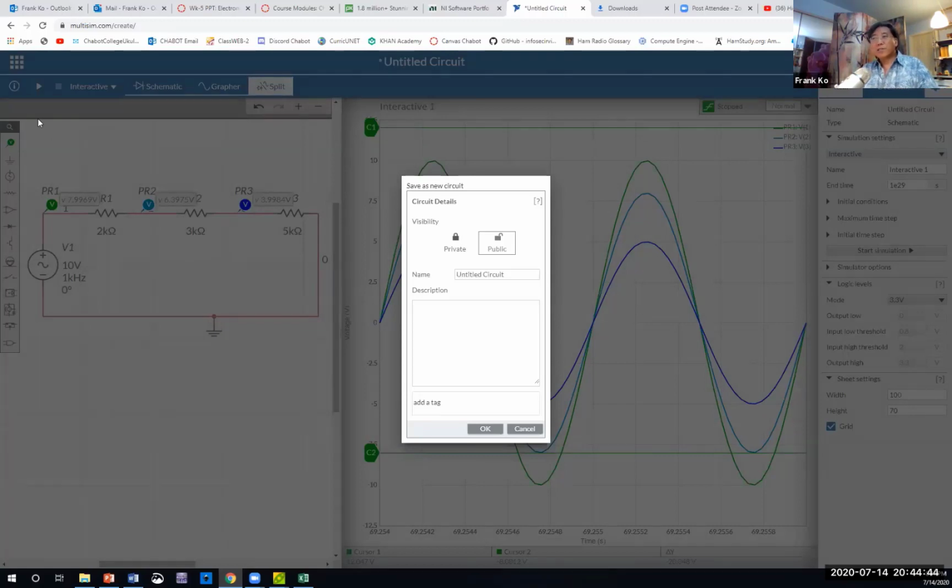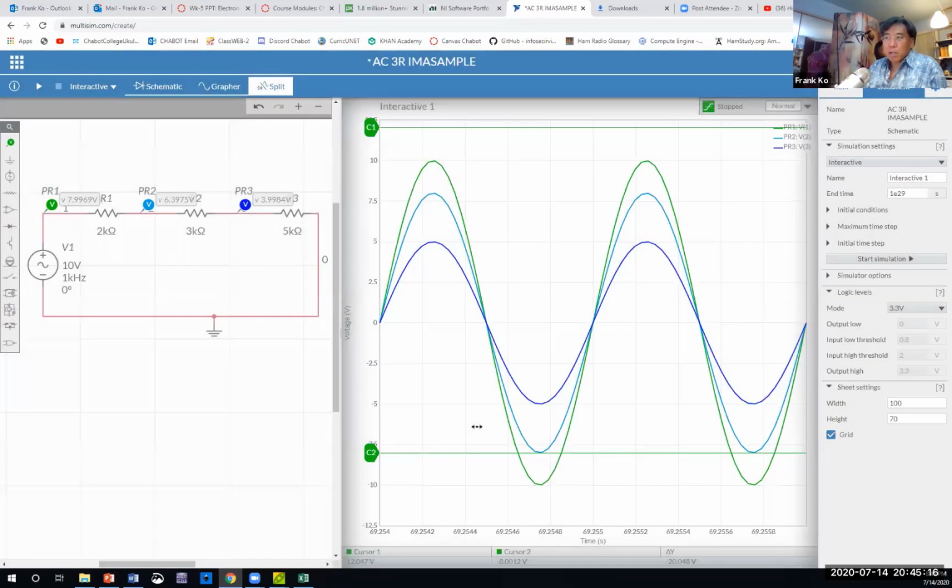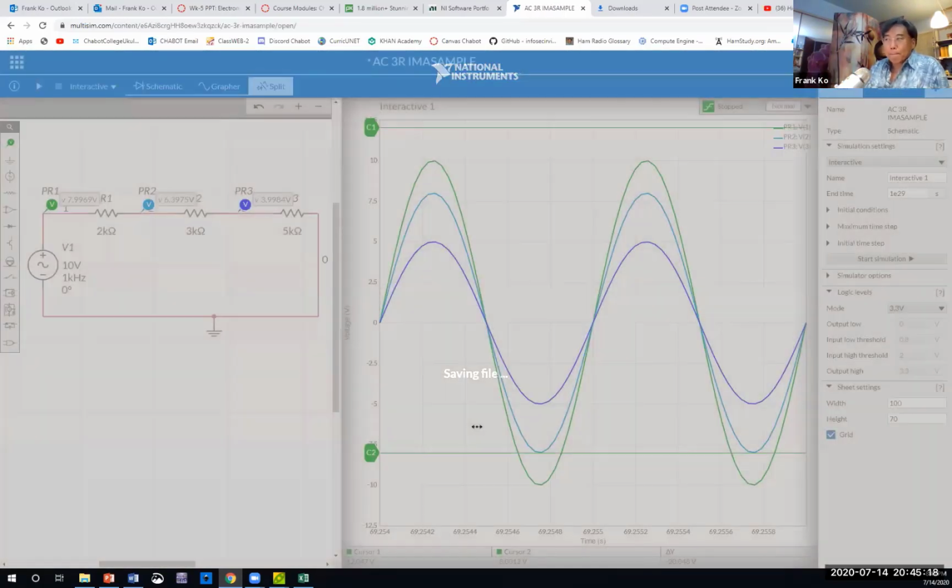And when you do this as a save as, you put in the title of the circuit, this will be capital AC, 3 capital R, because there's 3 resistors, and your name or initials. I'm a sample. Okay. So AC 3 resistors, I'm a sample. And then you click OK. And now it will become part of your library.